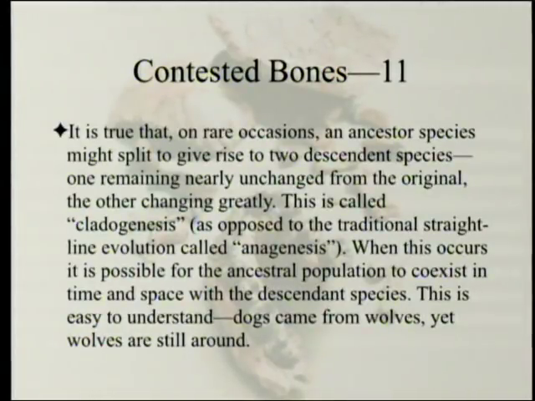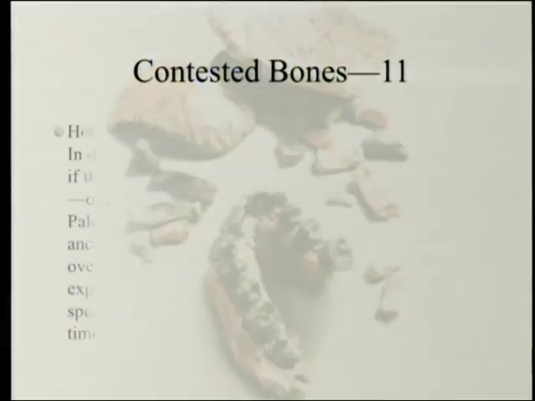It is true that, on rare occasions, an ancestor species might split to give rise to two descendant species, one remaining nearly unchanged from the original, the other changing greatly. This is called cladogenesis, as opposed to the traditional straight-line evolution called anagenesis. When this occurs, it is possible for the ancestral population to coexist in time and space with the descendant species. This is easy to understand. Dogs came from wolves, and yet wolves are still around.